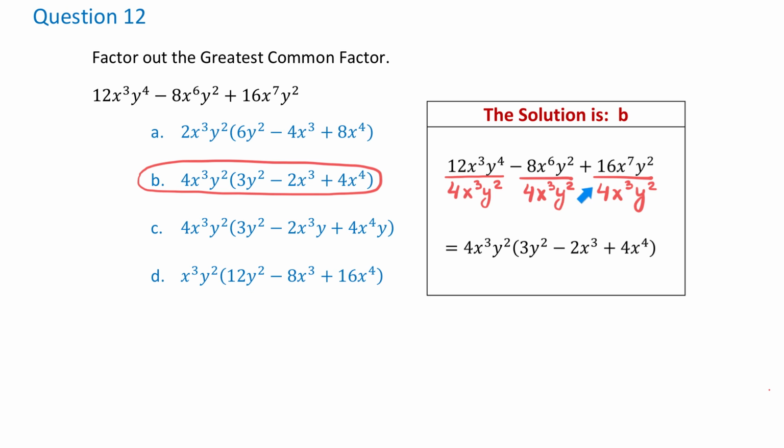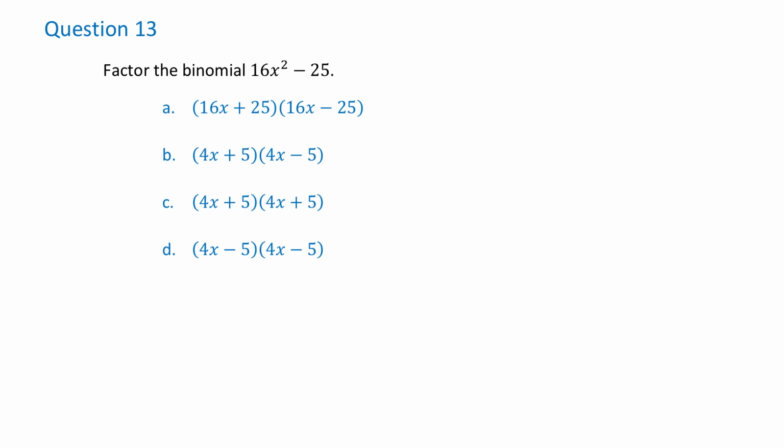Then in the last term, 16 divided by 4 is 4, x to the seventh power divided by x cubed is x to the fourth power, and y squared cancels. Therefore, the last term in parentheses is 4x to the fourth power. Now we will continue with question 13. Factor the binomial 16x to the second power minus 25. Please pause the video and find the solution.